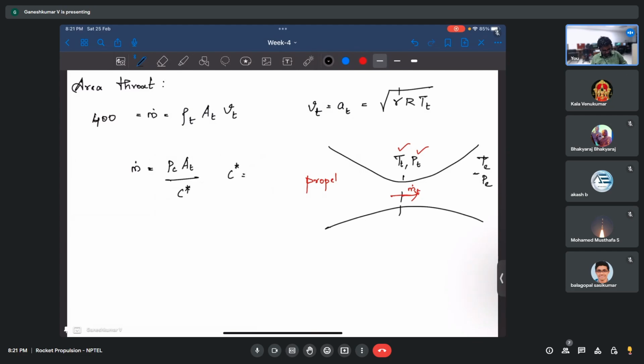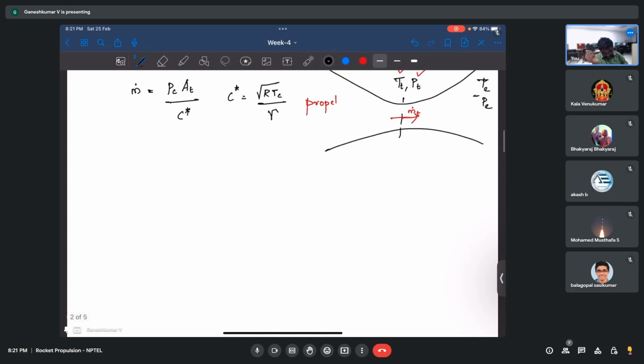What is C star? It's the square root of RT, I guess, or PC by capital gamma. First you find C star, because you know the chamber temperature, you know gamma, and you know the molecular weight. Once you find C star, you put it in the equation. You know the chamber pressure, and you also know the mass flow rate. So this would be easier. We can also do it using first principles.